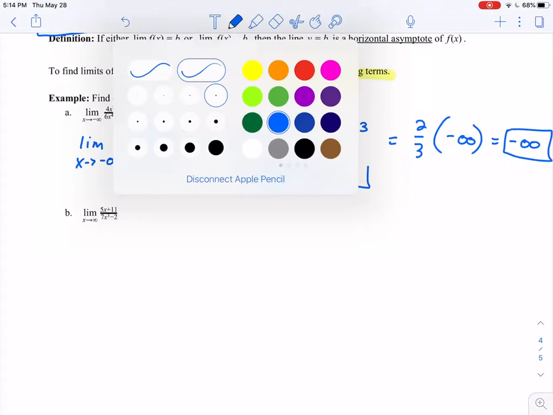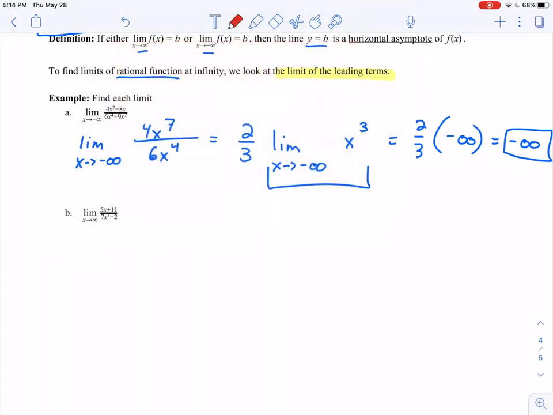And then I end up with something that's very similar to what we were looking at in the last section. Part B: I've got the limit as x approaches positive infinity of 5x plus 11 over 7x cubed minus 2. So I'm going to split this apart. Limit as x approaches infinity. I'm going to look at the leading term of the numerator, which is 5x. The leading term of the denominator is 7x cubed in this case. And I'm just going to simplify this.